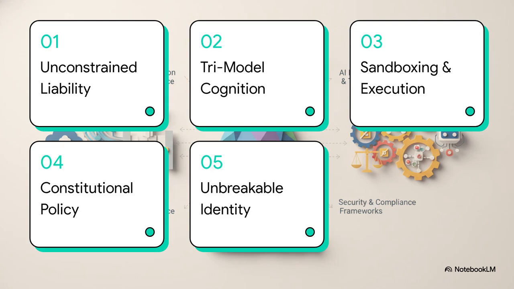We are going to deconstruct the PRISM architecture from its brain all the way down to its conscience. As you can see on the agenda, we'll quickly cover the unconstrained liability problem, then tri-model cognition, sandboxing and execution, constitutional policy, and finally, unbreakable identity. Let's get right to it.